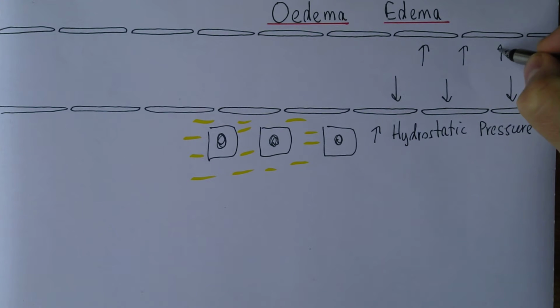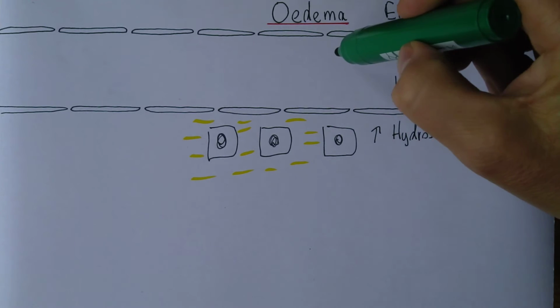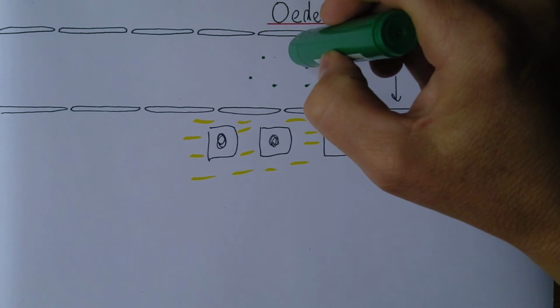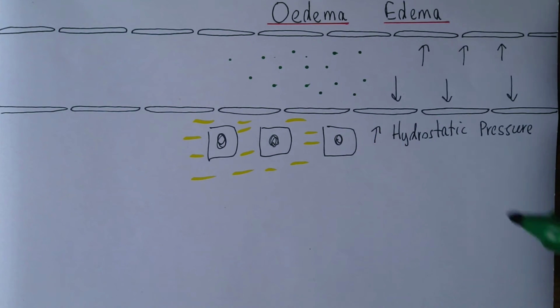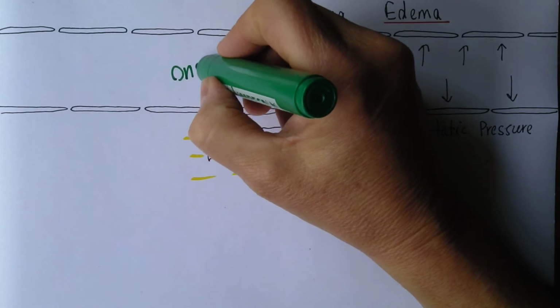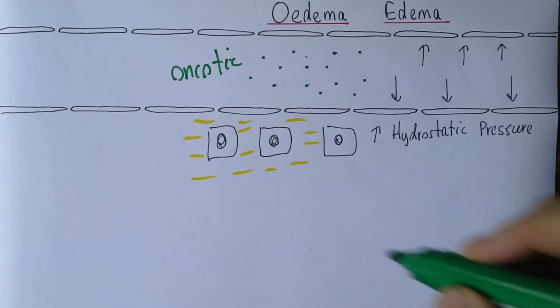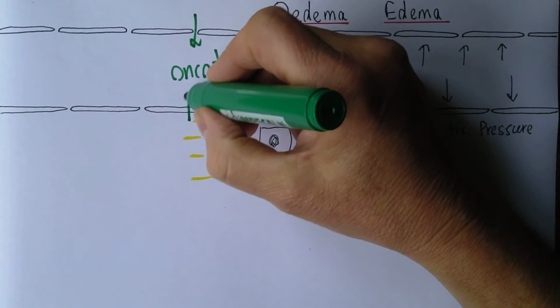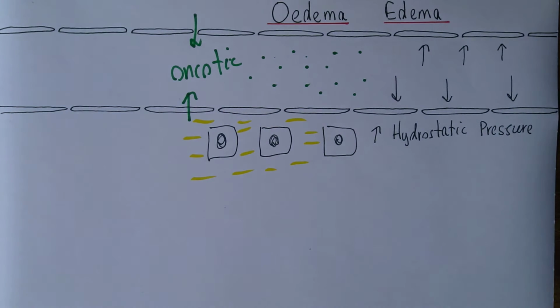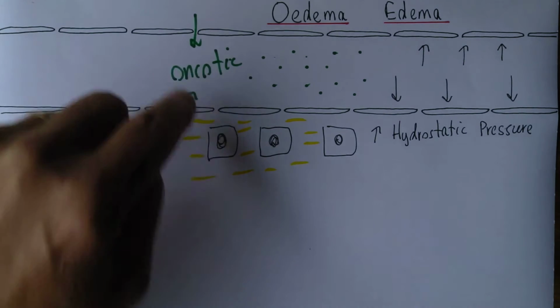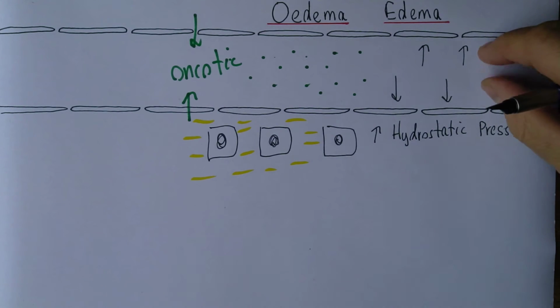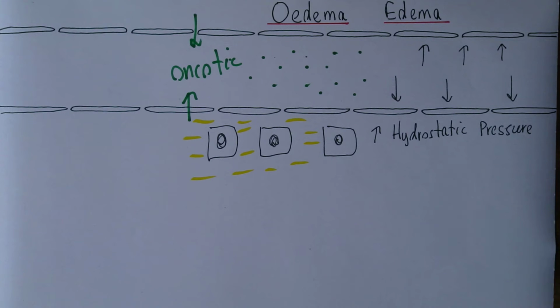So if there's increased pressure within the capillary, that's going to counter the osmotic suction effect, which you might remember is generated by the large plasma protein molecules, the oncotic pressure. So we have the oncotic pressure, that is the osmotic pressure sucking in, and we have the hydrostatic pressure pushing out. So if we've got increased hydrostatic pressure, more pressure pushing out, even if the oncotic pressure sucking in is normal, there's going to be more pushing out than there would normally be.